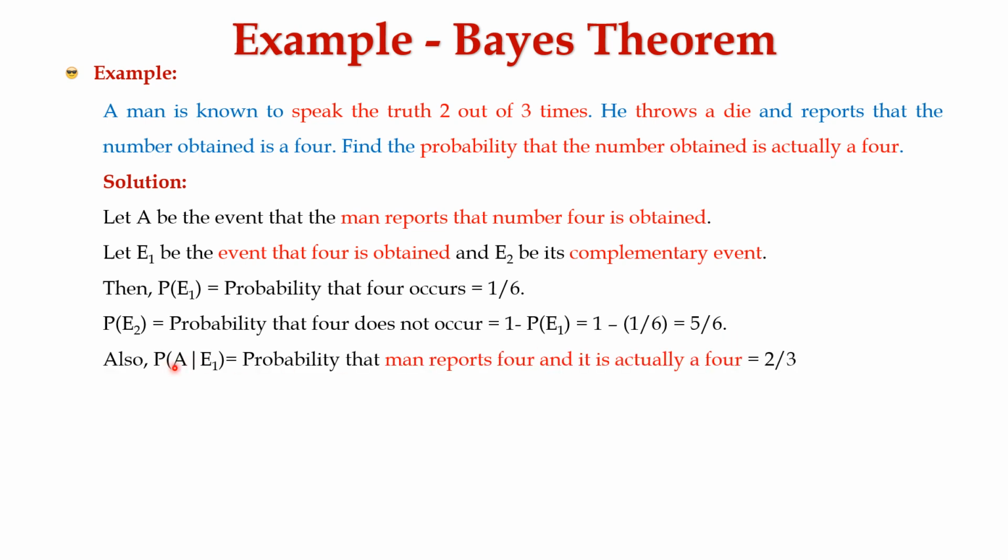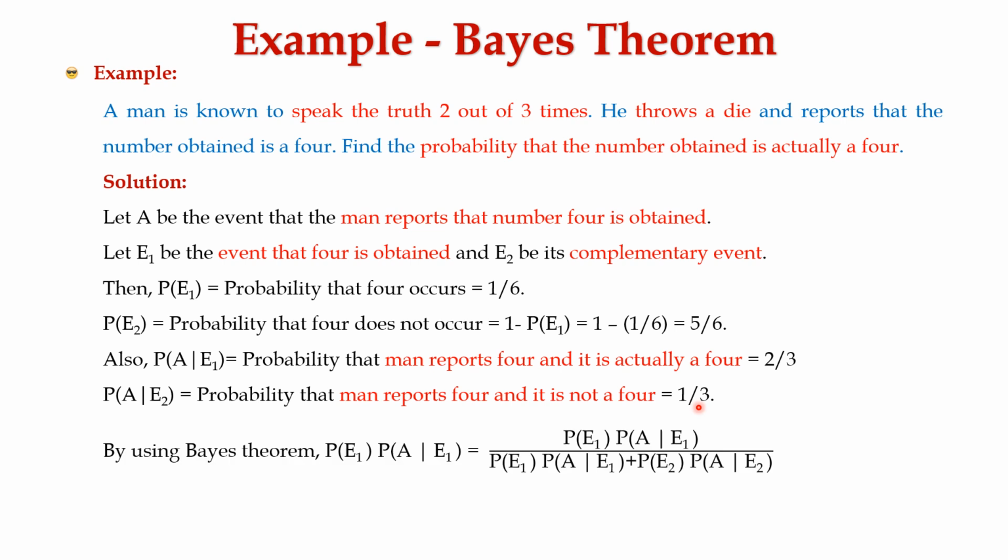Also, probability of A given E1 is the probability that the man reports 4 and it is actually 4. We know that the man speaks the truth 2 out of 3 times, so it can be written as 2 divided by 3. Probability of A given E2 is the probability that the man reports 4 and it is not a 4. So he speaks false 1 out of 3 times, so it can be written as 1 divided by 3.